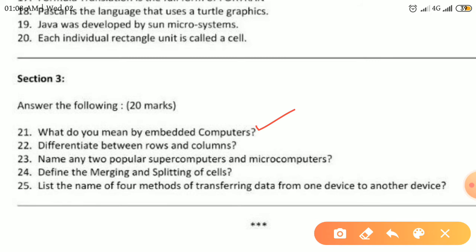Differentiate between rows and columns. You know very well, rows are horizontal data, columns are vertical data. Only this much you have to write down.